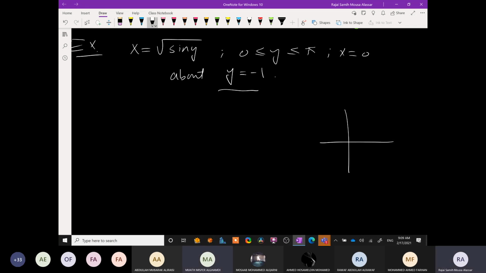Also, if y is 0, then x is 0. So this is our first point, correct? Yes. What is the maximum value of sine when the argument is pi over 2, correct? Yes, one. So if y is equal to pi over 2, what is sine of pi over 2? 1. The square root of 1 is what? 1. So if y is equal to pi over 2, then x is going to be 1. So this is the second point, correct?